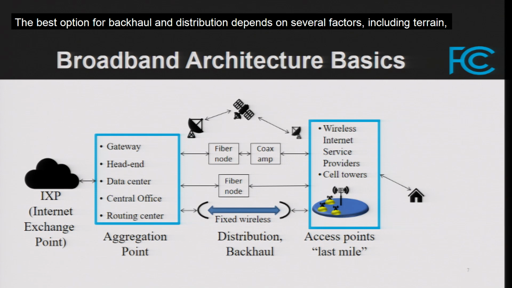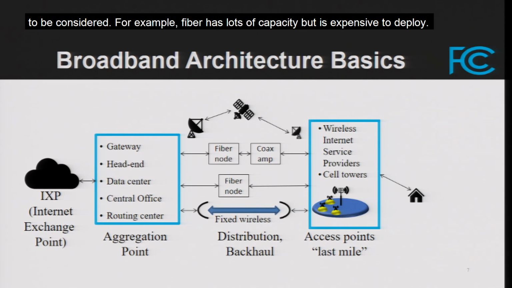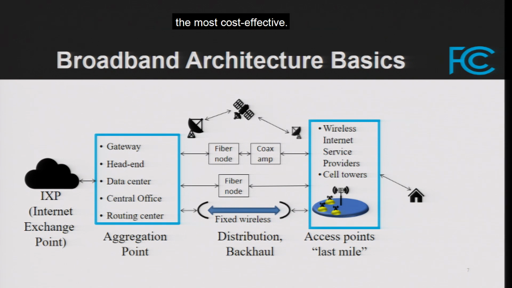The best option for backhaul and distribution depends on several factors, including terrain, population density, service requirements, and the available budget. There will be many trade-offs to be considered. For example, fiber has lots of capacity, but it is expensive to deploy. This can be particularly true in rural areas. In these situations, fixed wireless may be the most cost-effective.